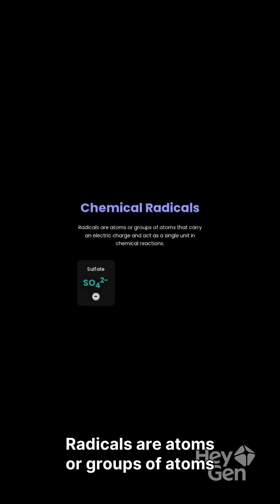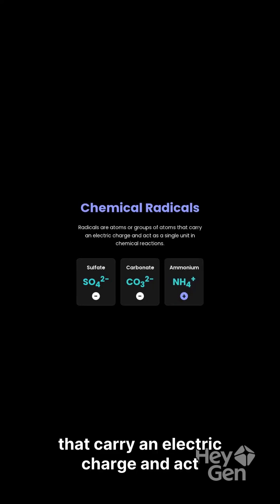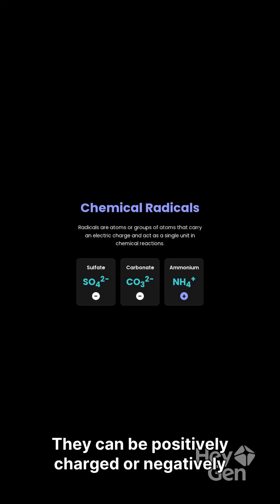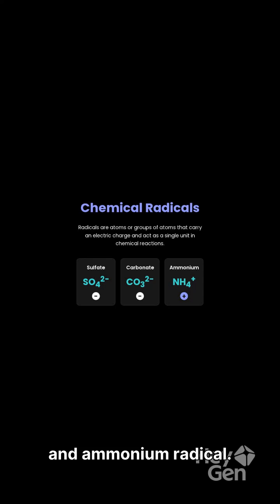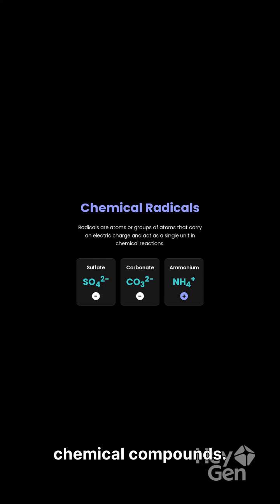Valency helps us determine how atoms combine to form compounds. Closely related to valency are radicals. Radicals are atoms or groups of atoms that carry an electric charge and act as a single unit in chemical reactions. They can be positively charged or negatively charged. Examples include the sulfate radical, carbonate radical, and ammonium radical. Radicals play an important role in forming chemical compounds.